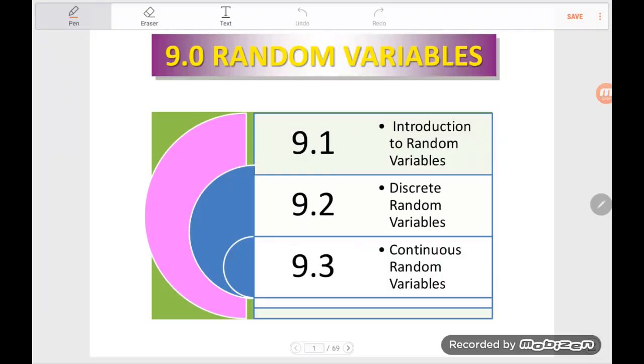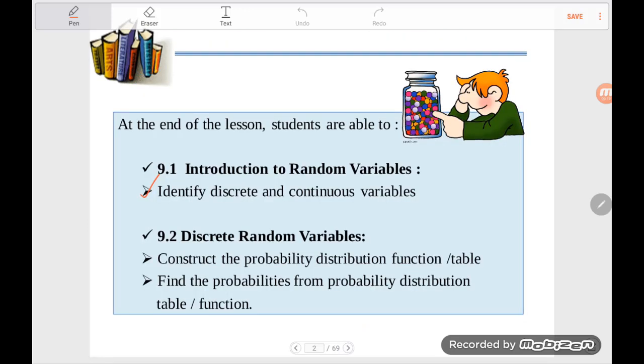Everyone, in this video we are going to look at discrete random variables. For today we are going to cover subtopic 9.1, which is introduction to random variables, and 9.2, discrete random variables. So here are the learning outcomes. At the end of this lesson, you should be able to identify discrete random variables and construct the probability distribution function or table.